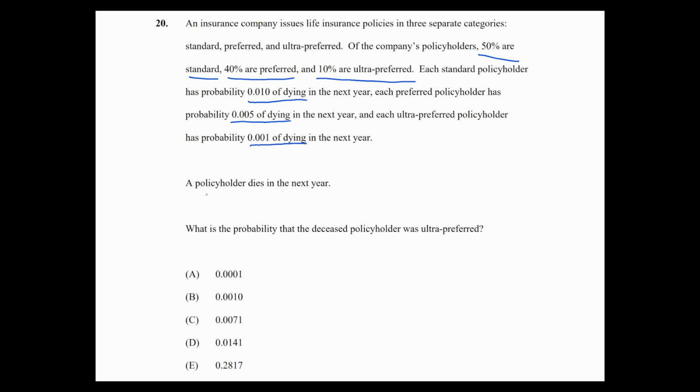A policyholder dies in the next year. So we know for a fact someone dies in the next year. What is the probability that the deceased policyholder was ultra preferred? All right, so with any Bayes theorem, I like to draw a table. So let's just do S for standard, P for preferred, and U for ultra preferred, right? Okay.